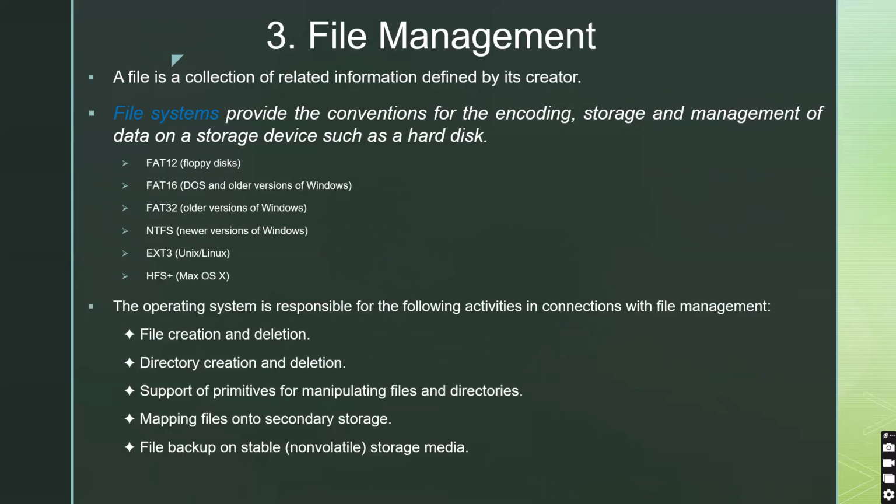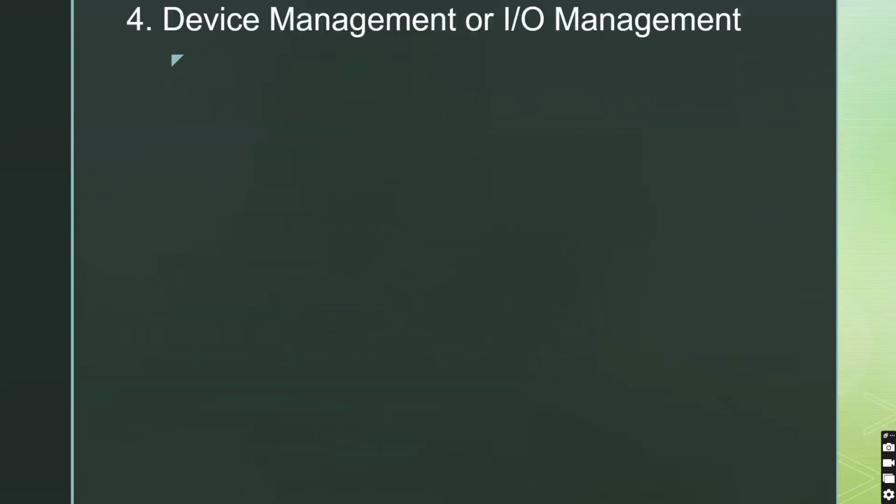Now file creation, file deletion, then directory creation, directory deletion, mapping files onto the secondary storage, and taking the backup of the files are again taken care of by the operating system. So this is the third main function performed by the operating system.